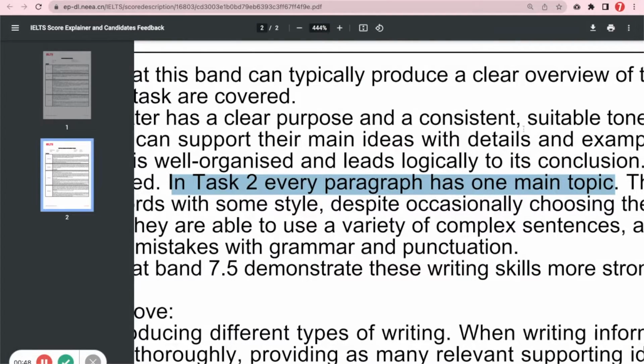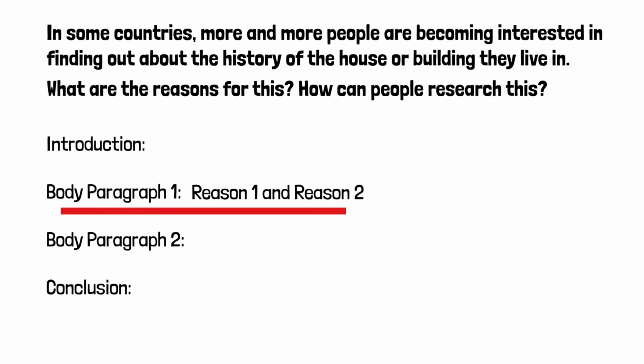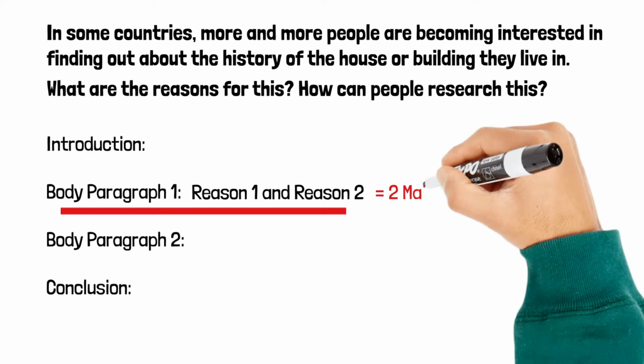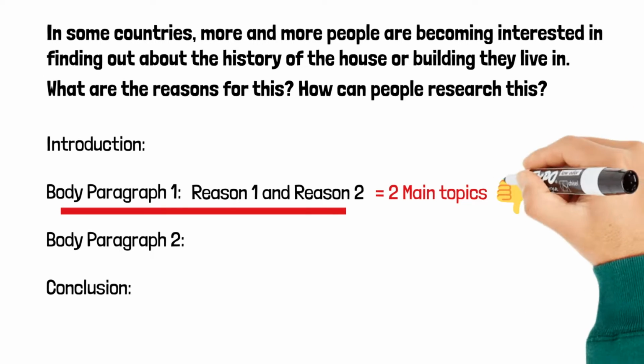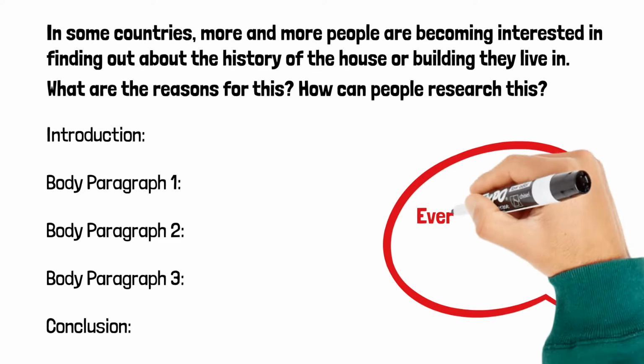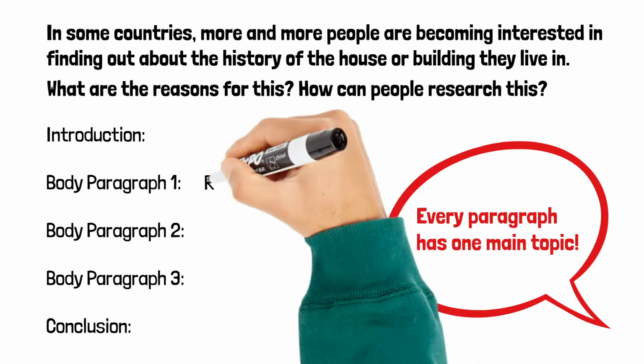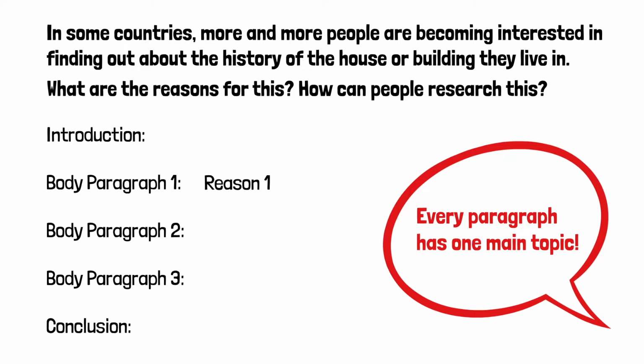This information is very important. If we include the two reasons in just one paragraph, then this paragraph will have two main ideas. Then we won't be able to get a 7 for task response. In order for each paragraph to have only one main topic, we should put the two reasons into different paragraphs. I mean, in body paragraph 1, we only talk about the first reason, and then we talk about the second reason in body paragraph 2, and in body paragraph 3, we give a solution.